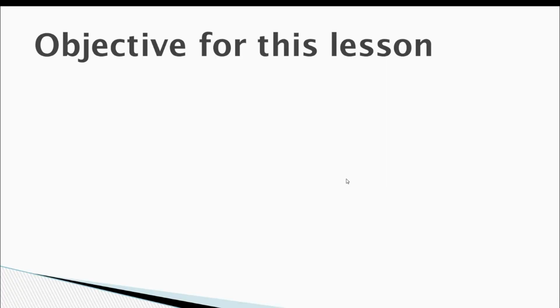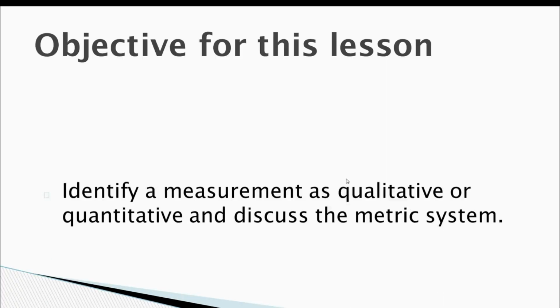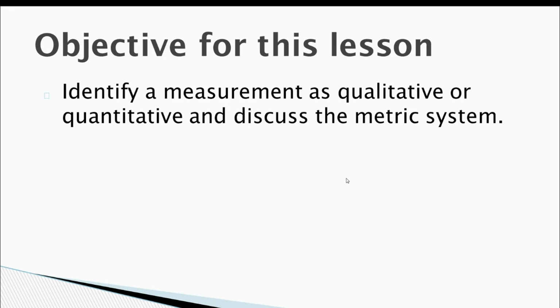Okay, let's move on. So let's start by taking a look at our objective for this lesson. The objective for this lesson is to identify a measurement as qualitative or quantitative and discuss the metric system. So this might sound like a review to you. You've probably learned about the metric system. Actually, I'm really certain you've learned about the metric system in the past. But this is something we've got to go over and talk about because we'll get to it. But let's start by talking about qualitative and quantitative.